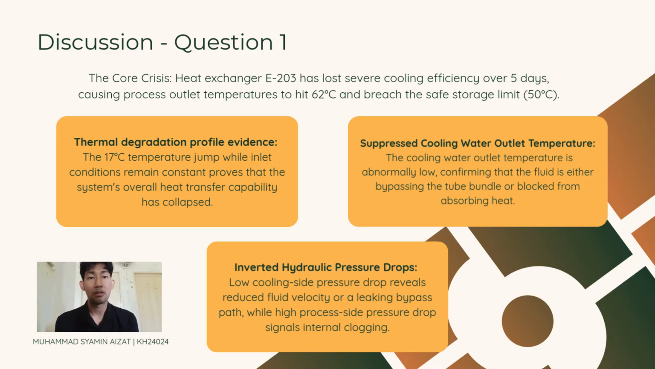Lastly, the inverted hydraulic pressure drops. The low cooling side pressure drop reveals reduced fluid velocity or a leaking bypass path, while the high process side pressure drop signals internal clogging.